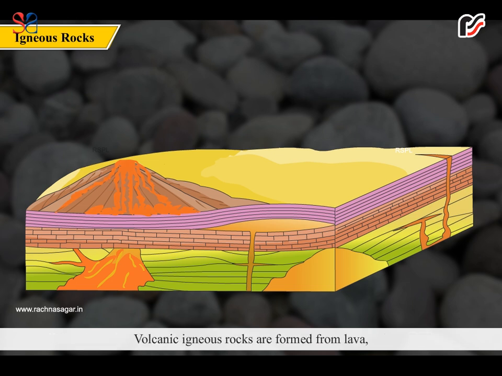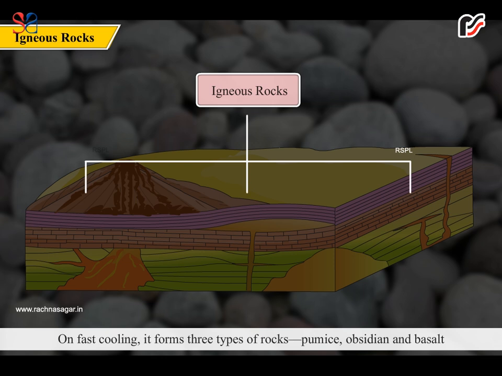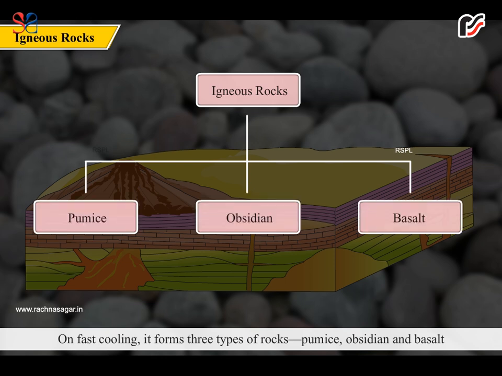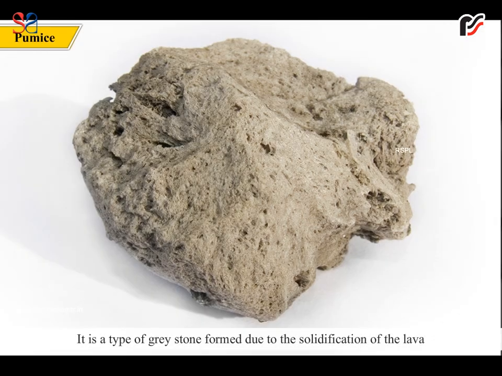Volcanic igneous rocks are formed from lava, which comes out of deep inside the Earth through volcanoes. Cooling is slow in the crust of the Earth near the surface. On fast cooling, it forms three types of rocks: pumice, obsidian, and basalt, whereas on slow cooling, it forms granite. Do you know there are more than 500 active volcanoes in the world?